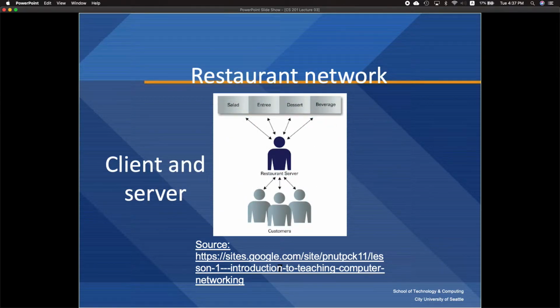And then we can also use this restaurant network analogy. For example, you go to a restaurant, right? The customer interacts with the restaurant server, and the restaurant server will then grab the specific items that the customer wants, or order that from the kitchen. The client is definitely the customer side where they interact with the restaurant server, and the server would be the one checking at the back end, which we can call the server in computers.